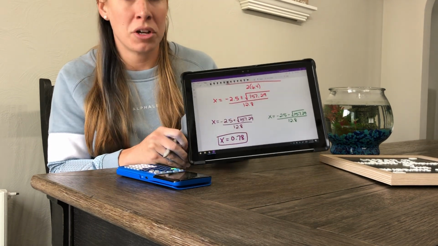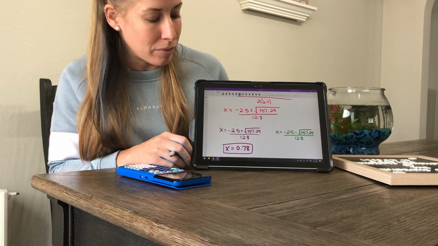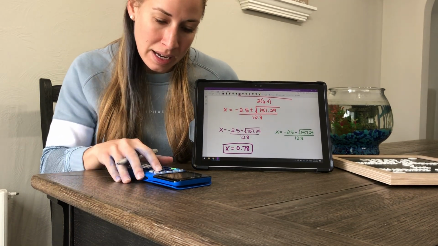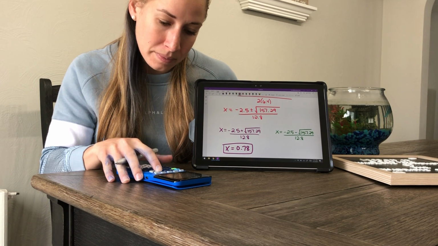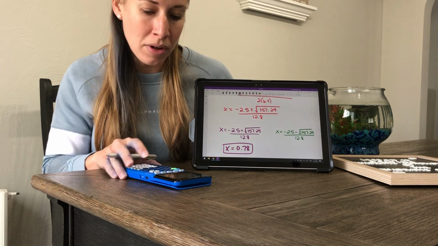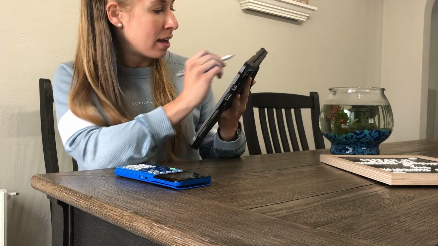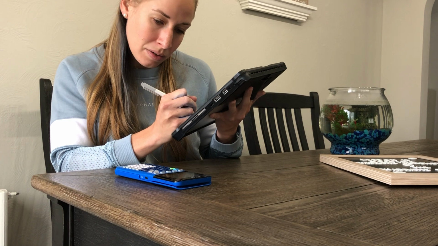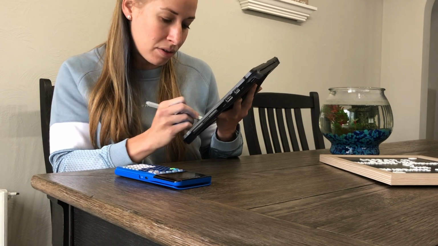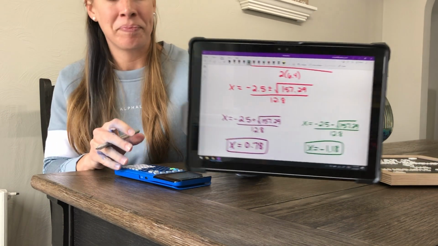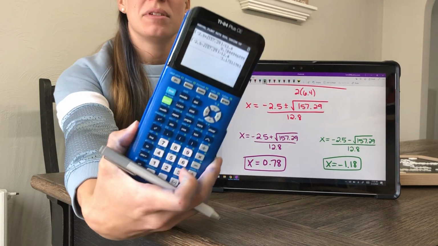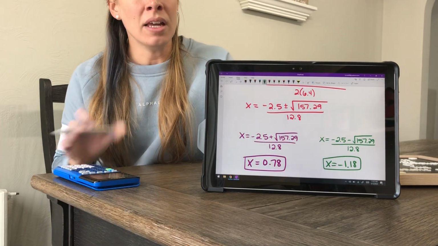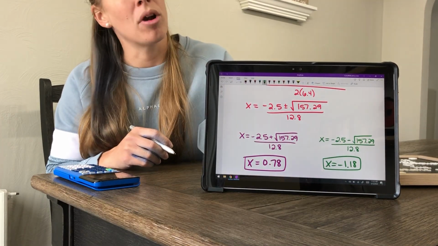This is one reason why the quadratic formula is helpful with those crazy decimals. And then if you have the negative version, you're subtracting the radical, you get negative 1.18, rounding to the hundredths. So that's all I typed into my calculator, all in one step. And there would be your two x-intercepts of your parabola.